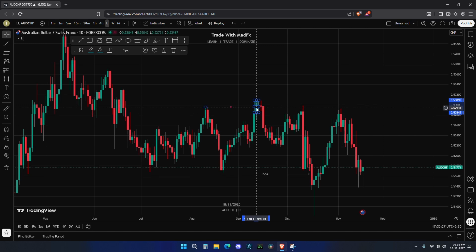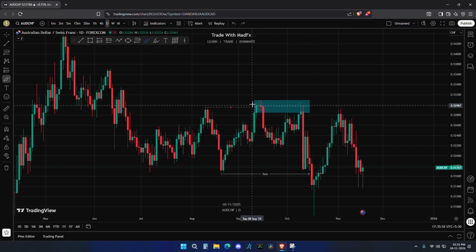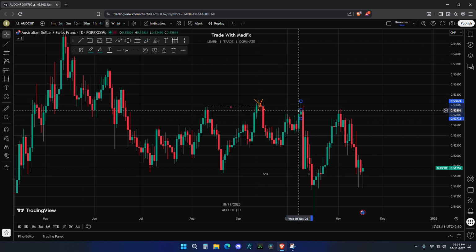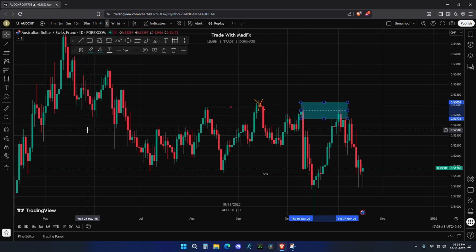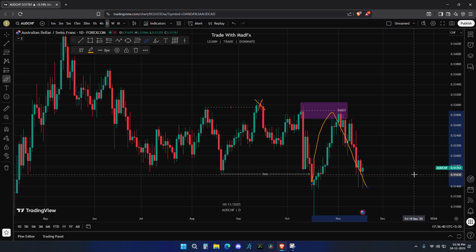Let us start from the top. This is the first supply zone that the market left. And as you can see, market came back to that zone, mitigated it before going down. So we will cross out that supply zone and move on to the next one. This is the next daily supply zone. And as you can see, this has not been mitigated yet. So we expect the price to come back up, collect orders from this zone, and give us the entry.